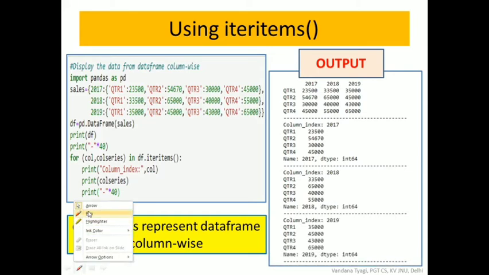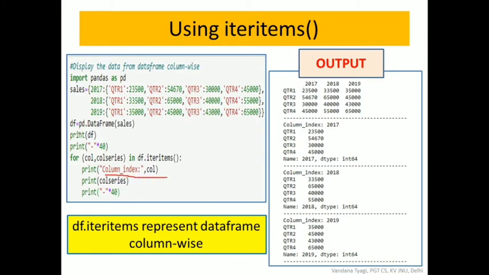So again, if you see here, this data frame is displayed. This is my complete data frame, and when we are doing column index call, the first column index here is 2017. This 2017 is picked up. This is my first column index. Then all the quarter values under this are to be displayed first.